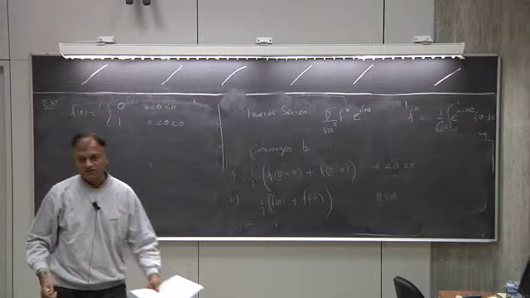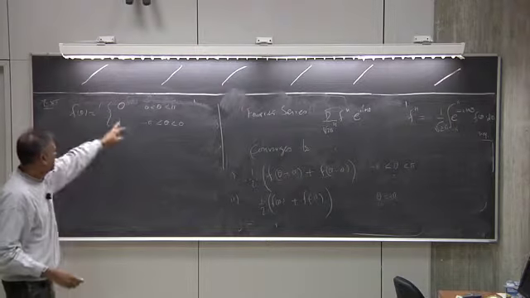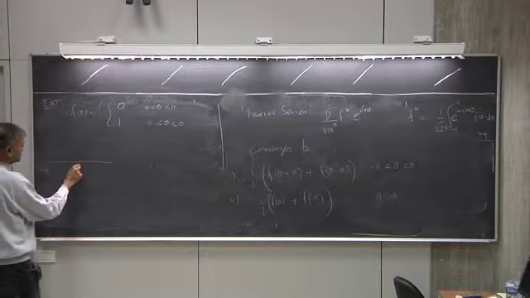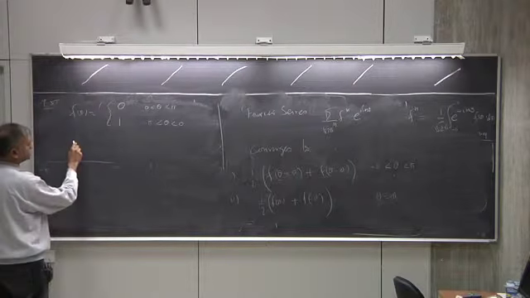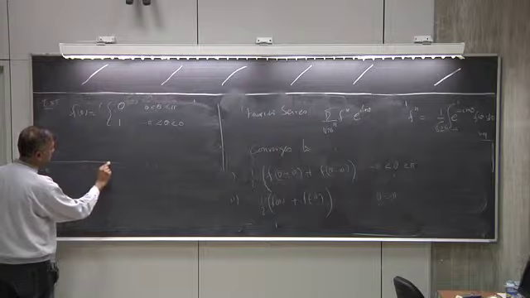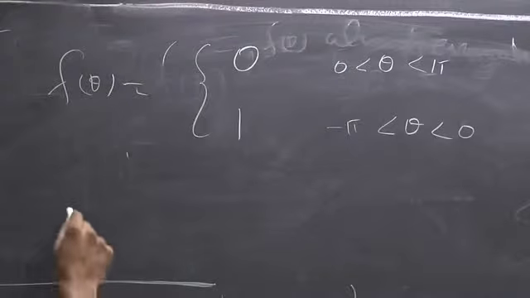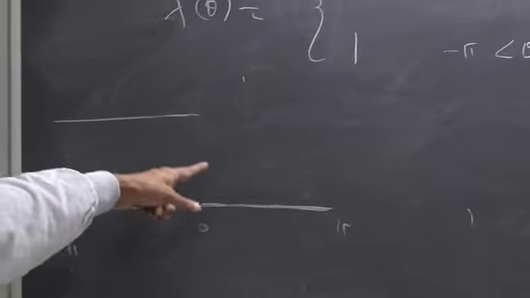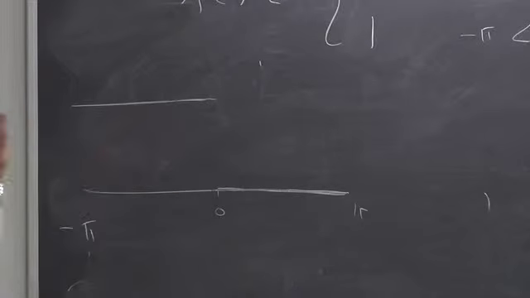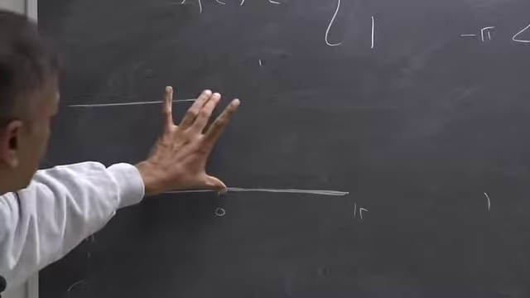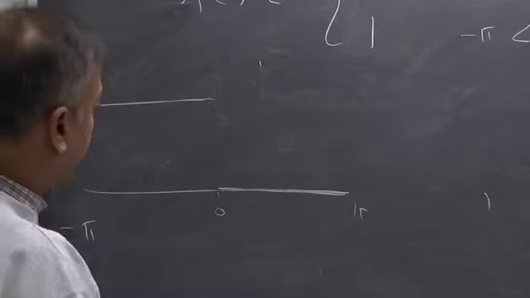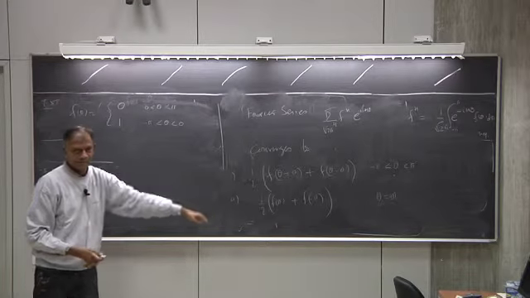So this is a step function, right? If you draw it, here is minus pi, this is 0, that is pi. Here the function is 1, and here it is 0. So there's a discontinuity here at 0. In fact, it's the discontinuity at 0, and it's also not periodic, right? So we can check both of these statements.